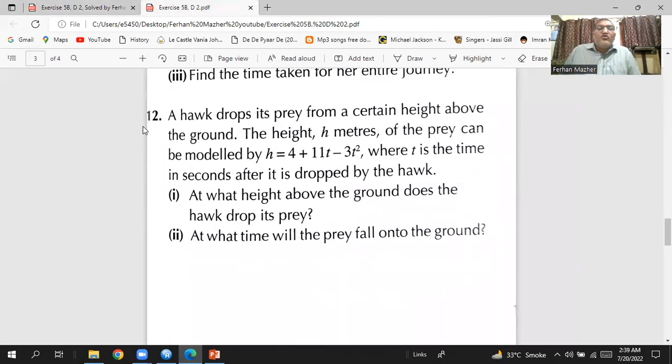A hawk drops its prey from a certain height above the ground. The height h meters of the prey can be modeled by h equals 4 plus 11t minus 3t square, where t is the time in seconds after it is dropped by the hawk. At what height above the ground does the hawk drop its prey? So for this, you put the time equal to 0. This gives you the height when the prey was dropped. At what time will the prey fall onto the ground? For this purpose, you will make this height equal to 0 and find the value of t. So this is how you will do this.